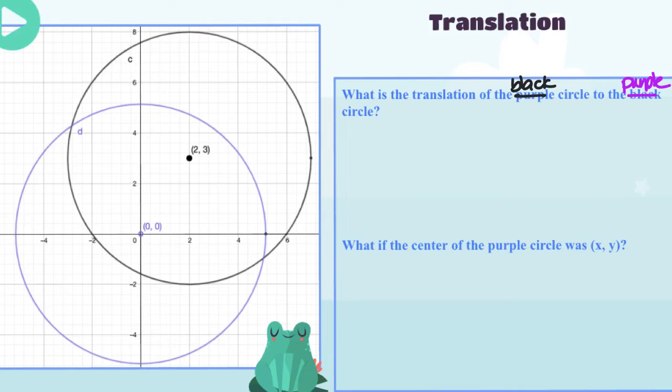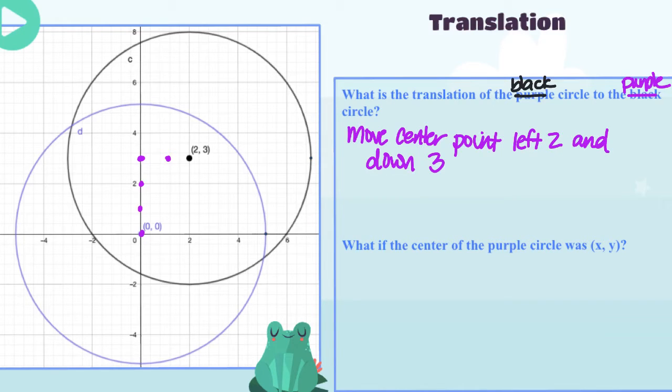Translation. What is the translation of the black circle to the purple circle? Now, if we were to begin with the black circle here and translate it to lie perfectly on top of the purple circle, we would have to move this center point to the left 2 spaces, and then we would have to move that center point down 3 spaces.